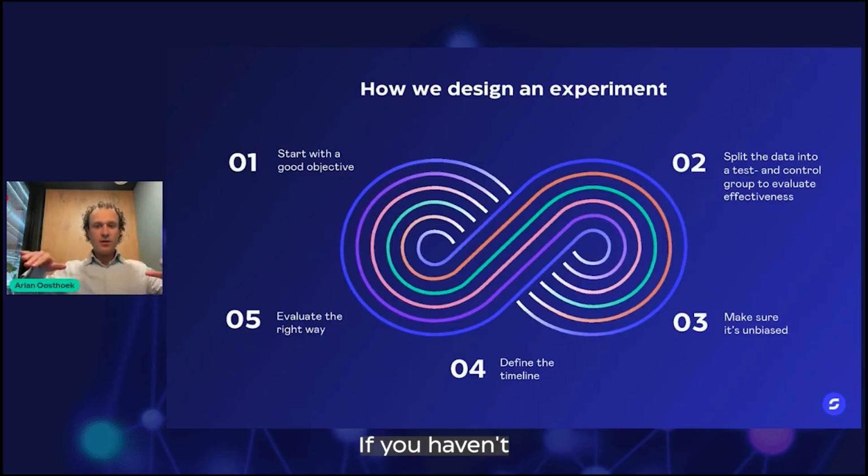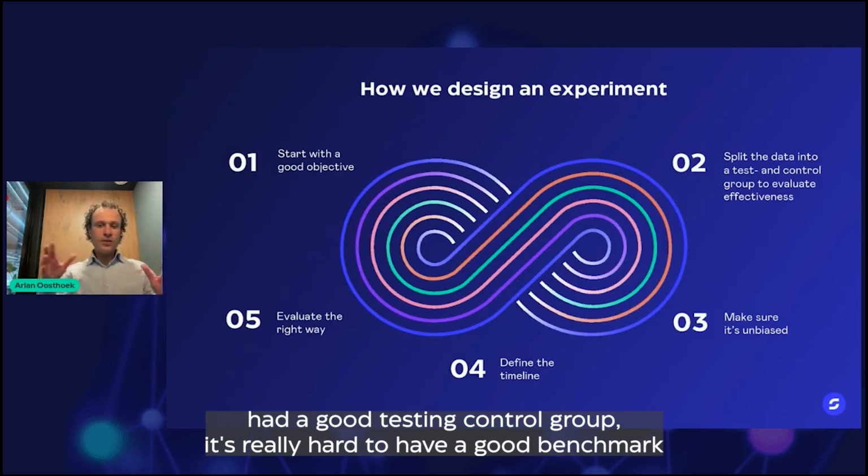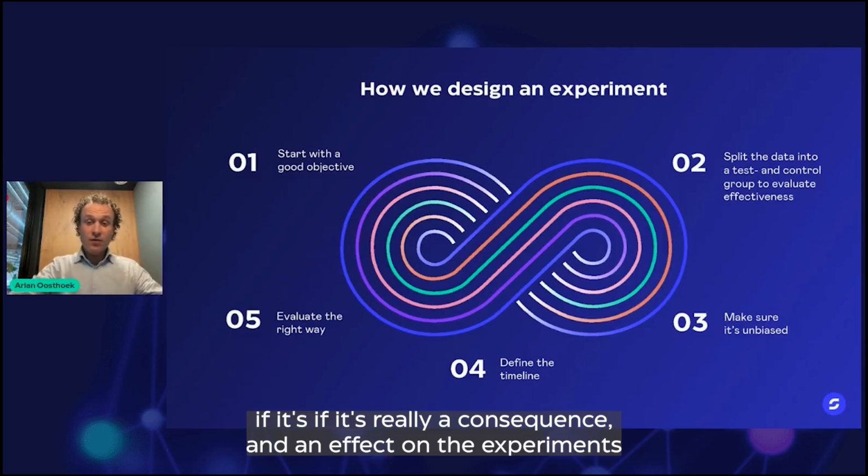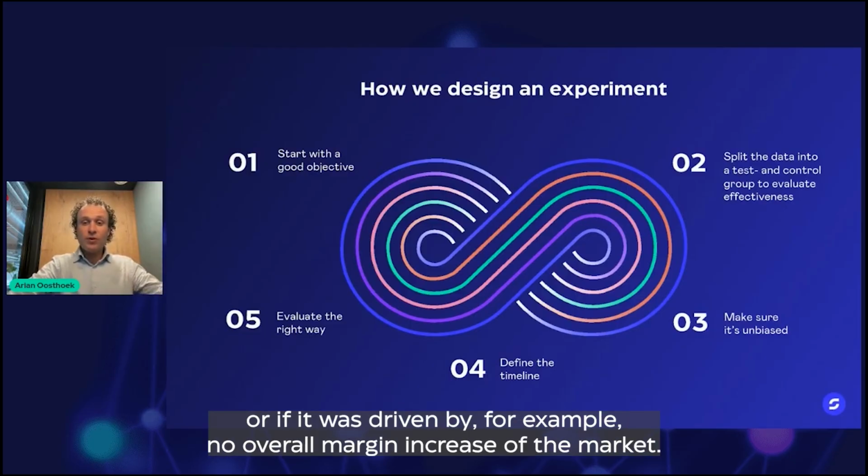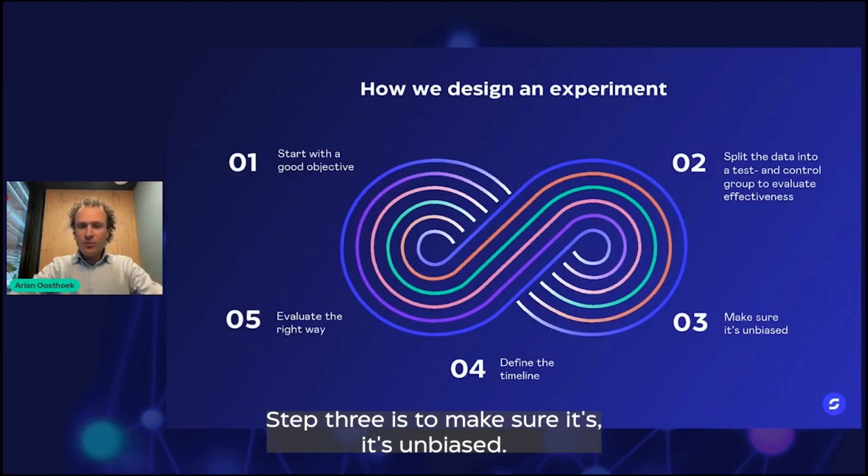If you haven't had a good test and control group, it's really hard to have a good benchmark to see if it really is a consequence and an effect of the experiment, or if it was driven by, for example, an overall margin increase of the market. So that's very important. Step 3 is to make sure it's unbiased.